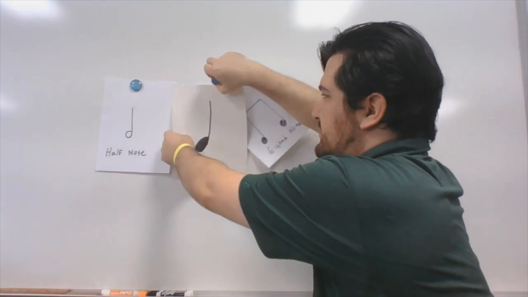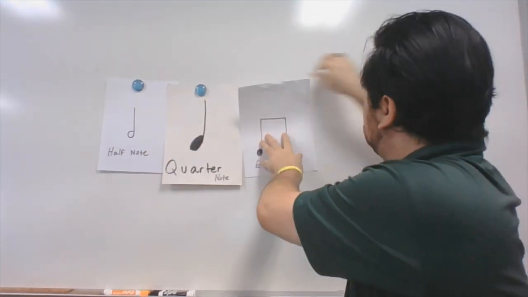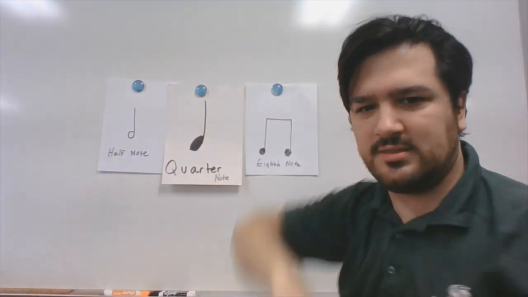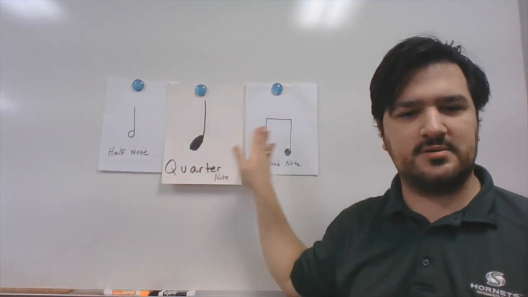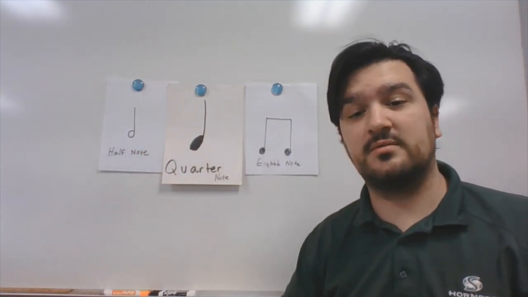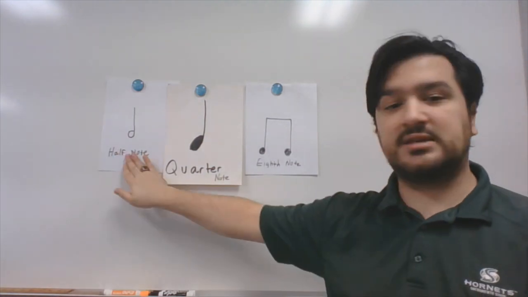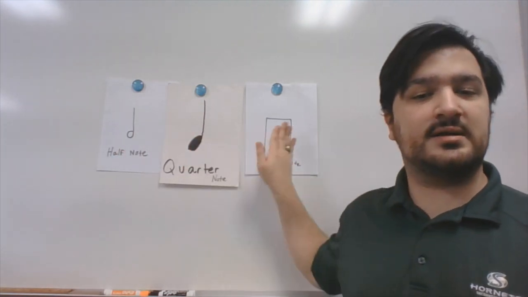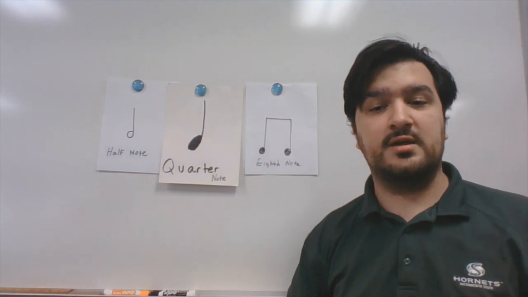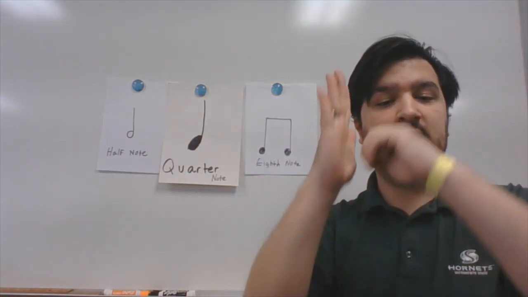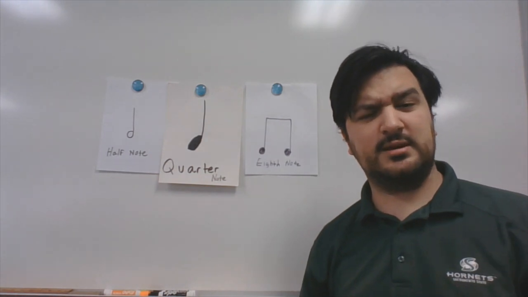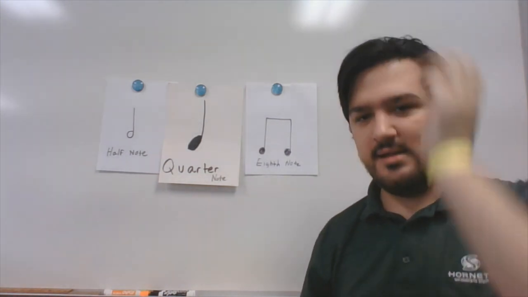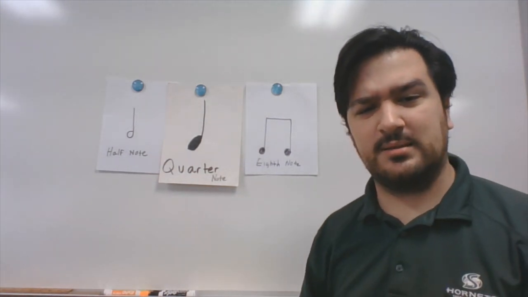We will add a quarter note and a couple eighth notes. So we have a half note, a quarter note, and a couple eighth notes. Let's see if you remember what they're supposed to sound like. Ta, ta, ti, ti. Now you try. Very good. You're putting it together really well. I like seeing that. Now let's see if we can mix it up a little bit more.